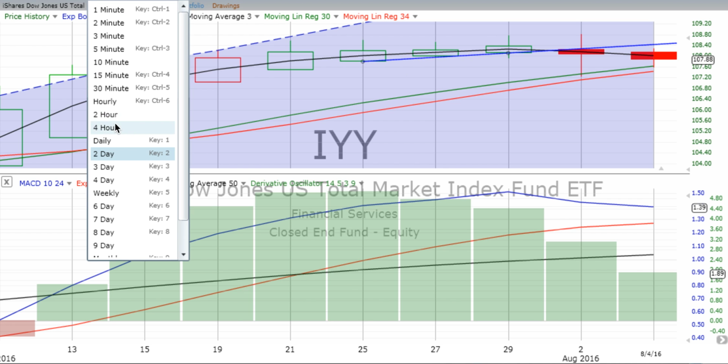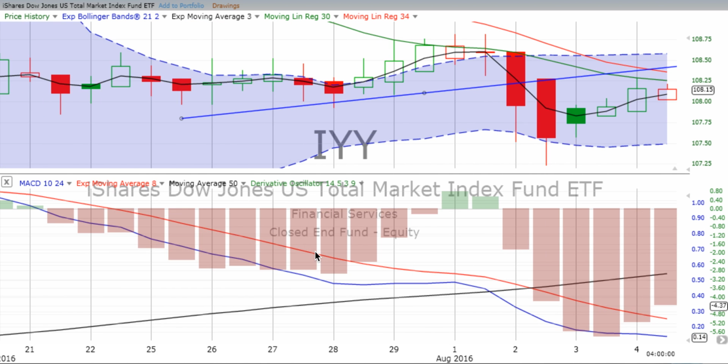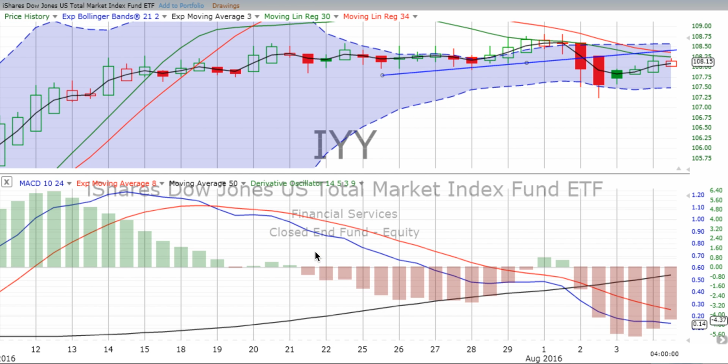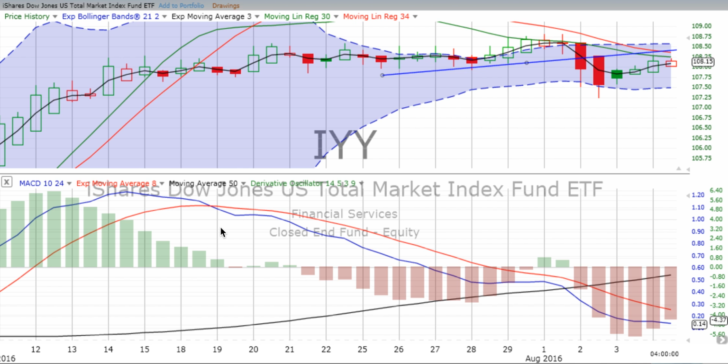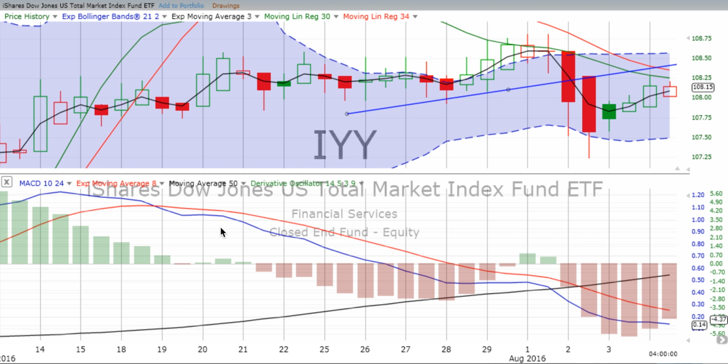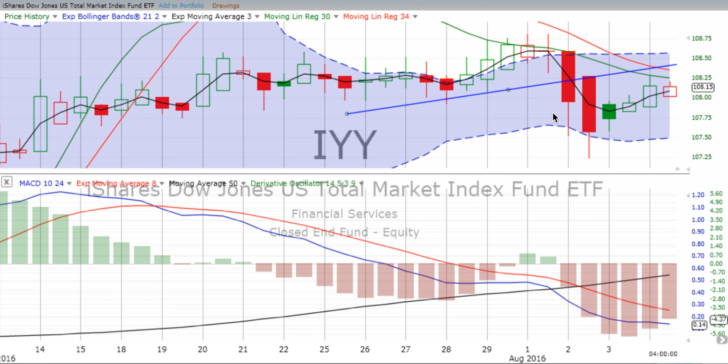Now let's look at our 4-hour chart, see what we see. Well, we see that we're still in, again, a prolonged down move on this 4-hour chart. Crossed over going down back on the 19th of July. The market really was slipping sideways at that point and then started really moving down on the 2nd and 3rd of August and then has been trying to recover since then.